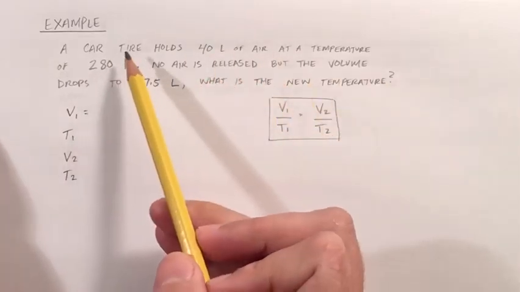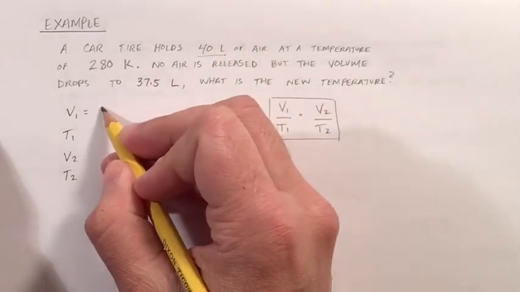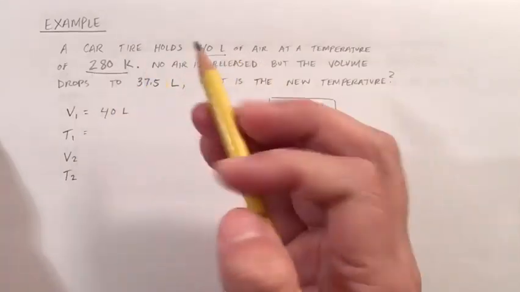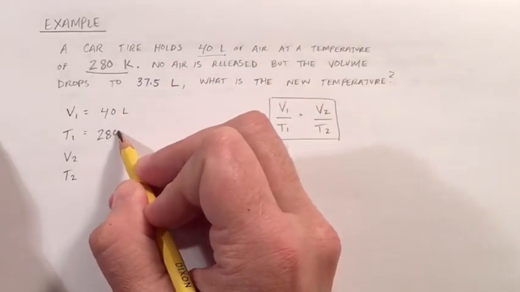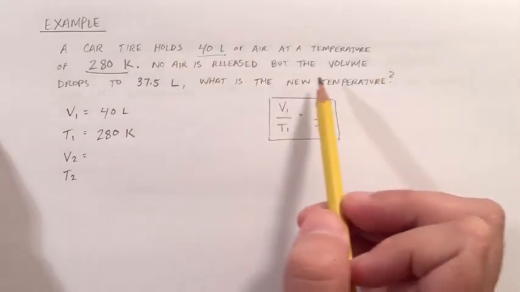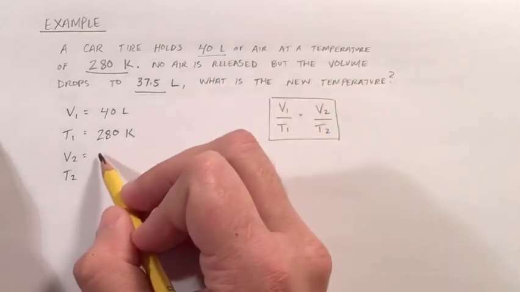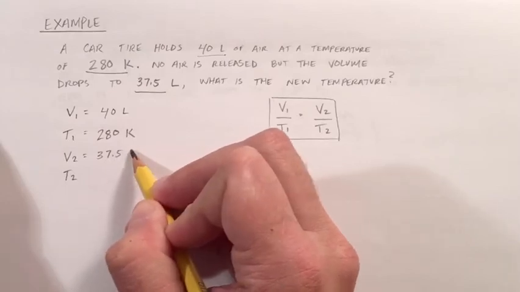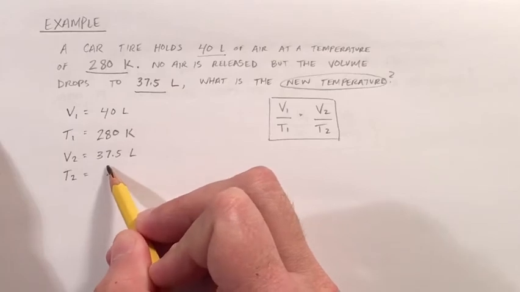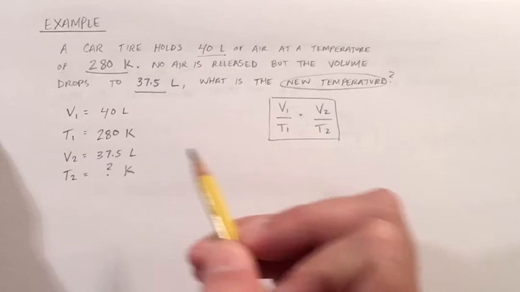From our problem, we have a car tire, that's our initial situation, that has 40 liters. So that's our volume one. And that 40 liters is at a temperature of 280 Kelvin. V2, after we have a change here, we see that the volume drops to 37.5 liters. And we're looking for the new temperature, so that is our missing variable. We don't know what the temperature is, but we do know it's going to be in Kelvin.